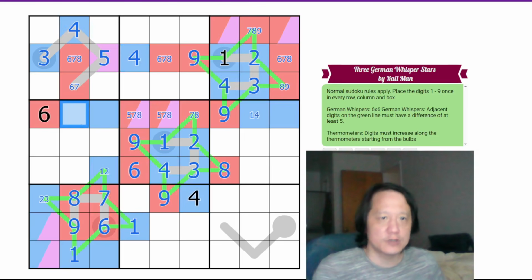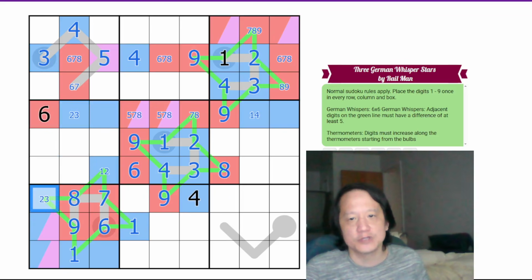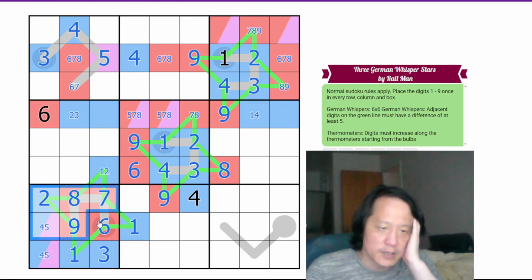Remaining digits here are 2 and 3. 3 here eliminates 3 in the column, so this can't be 3, it's 2. That leaves this as a 4-5 pair here, remaining in column 1, which leaves this as a 3 in this lower left-hand box.